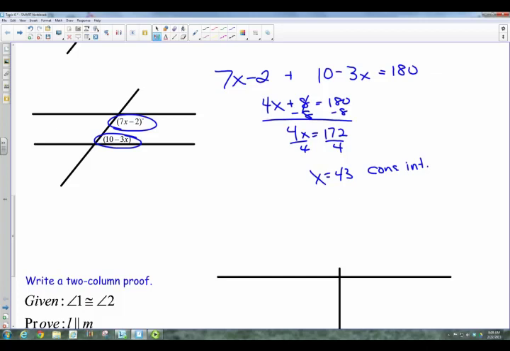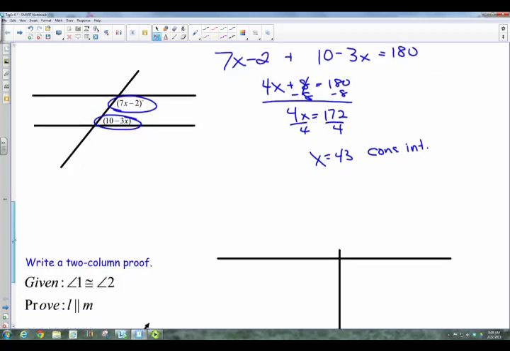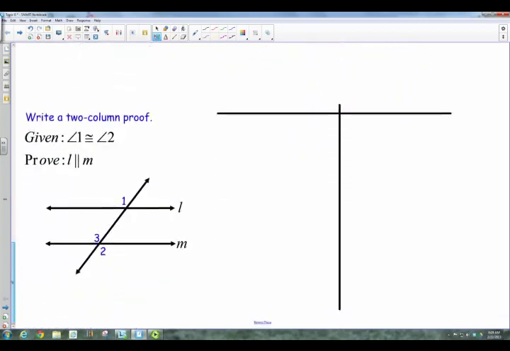Those are some of the things we're going to be looking for, testing to see if we can prove one way or another that the lines are parallel. You have to work through and see which angles you're given. The final thing for this section is to work through a two-column proof.